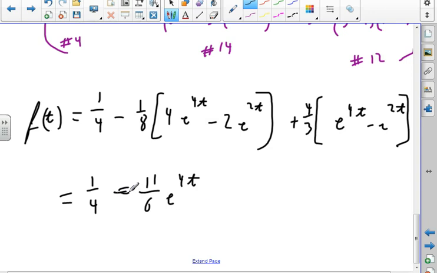What happened here? This has to be a plus sign. And then I got 1/4 minus 4/3 minus 13/12 e to the 2t.